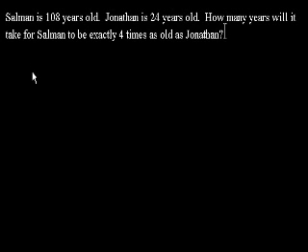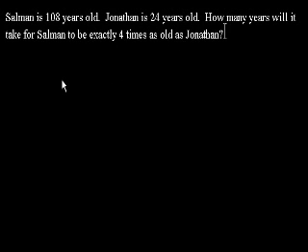I already have one typed out here. Let's see what it says. It says Salman, that's me, is 108 years old, and so this is clearly at some vast time in the future, and this will only happen if my caloric restriction works out. But Salman is 108 years old. Jonathan is 24 years old. How many years will it take for Salman to be exactly 4 times as old as Jonathan?